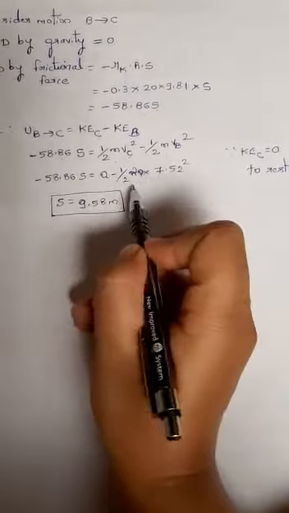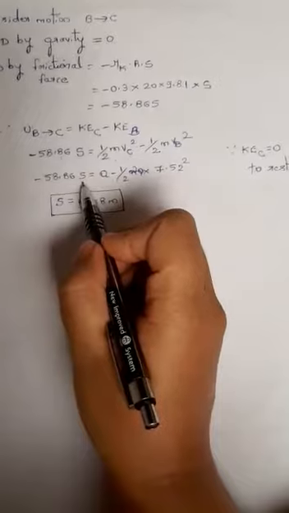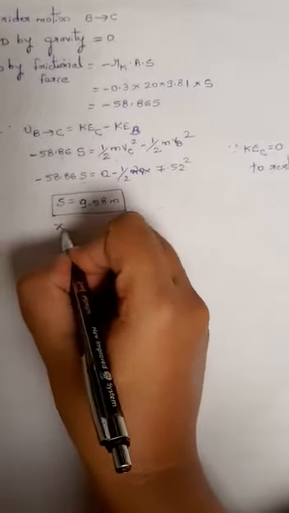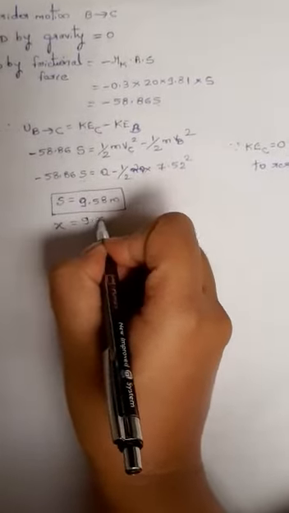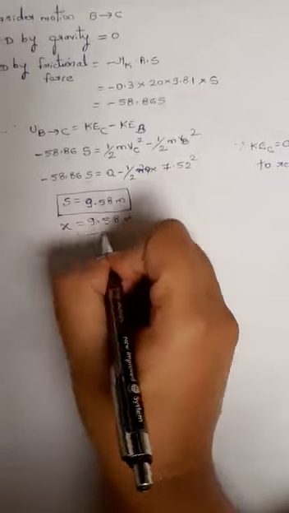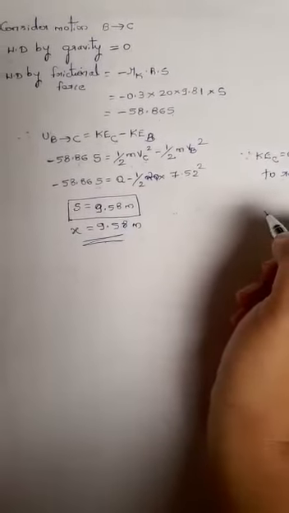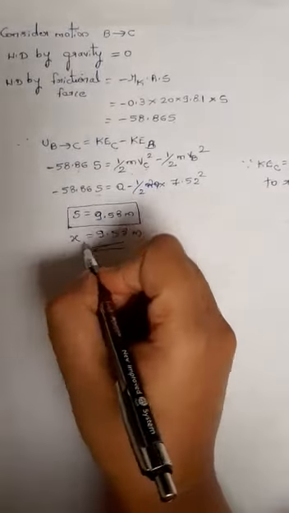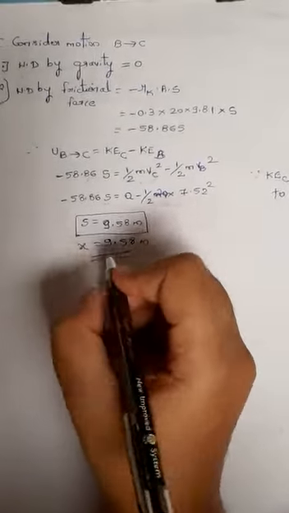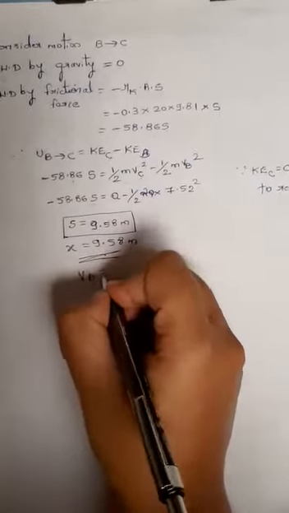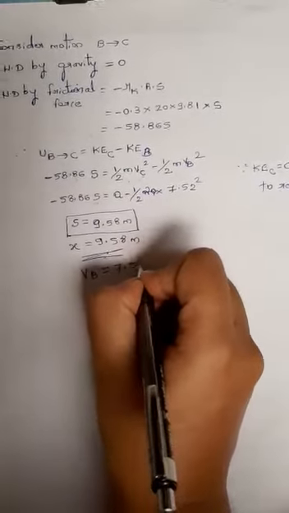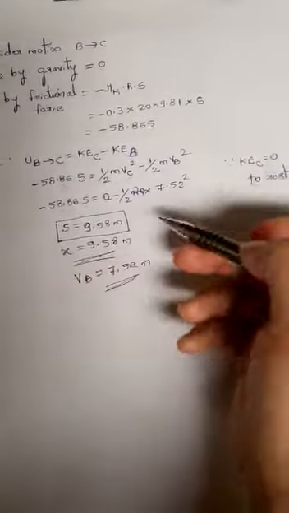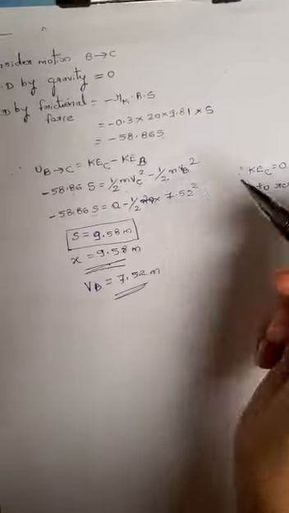So simplify this equation and you will get the unknown value of S. S is nothing but S or X, it is one and the same. So hence we have calculated the total displacement from A to B as well as B to C, and the maximum velocity Vb here turns out to be 7.52 meter per second. Hence these are the two answers which are asked in the question here.